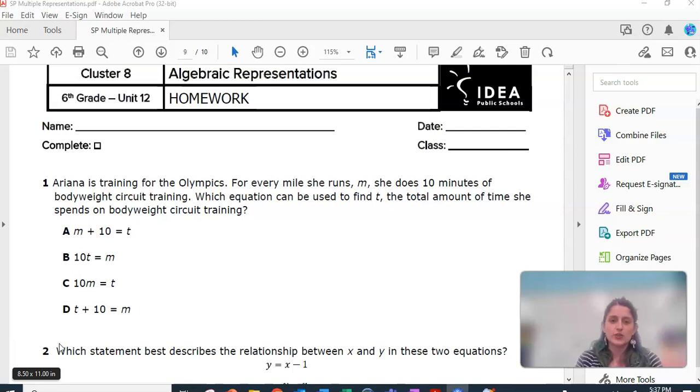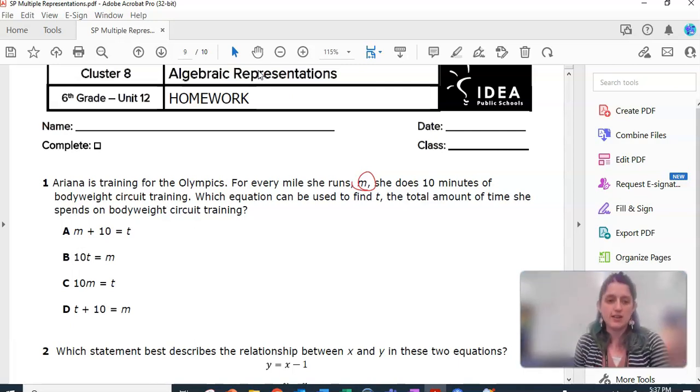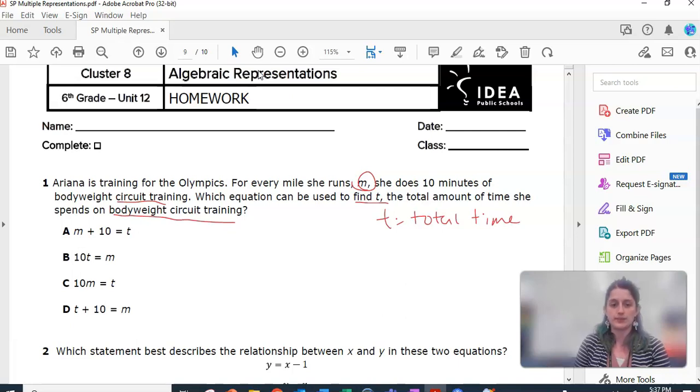For every mile that she runs, and M is going to be the letter we use for miles, she does 10 minutes of body weight circuit training. Oh, that sounds intense. Which equation is to find T, and T is the total time that she is working on her body weight circuit training? So we are trying to find T, which means T should be our answer.